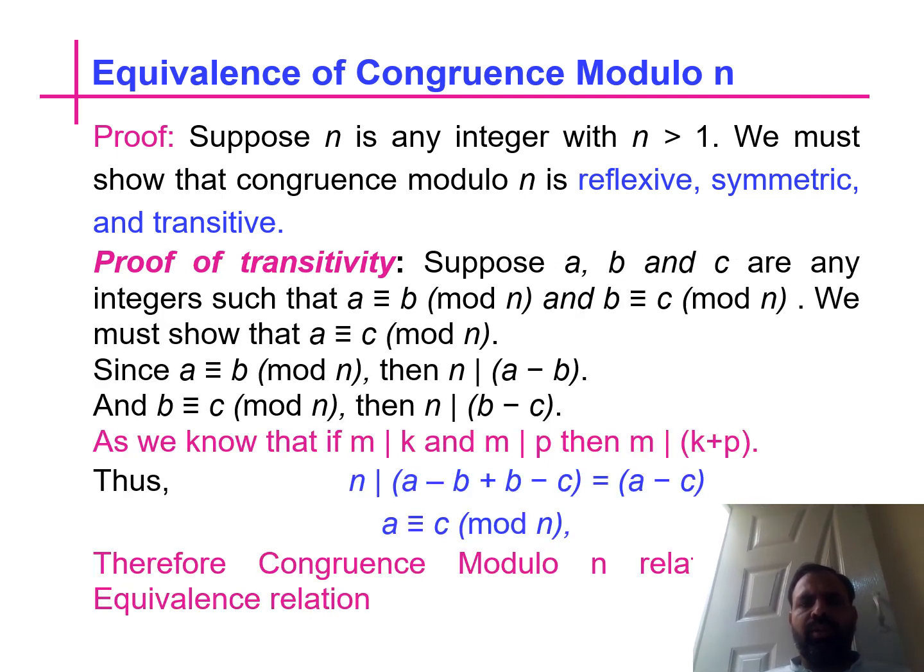Suppose n is an integer. We must show that congruence modulo n is reflexive, symmetric, and transitive, as we discussed in the previous slides. Here we prove transitivity by the same method which we used in the previous slides.